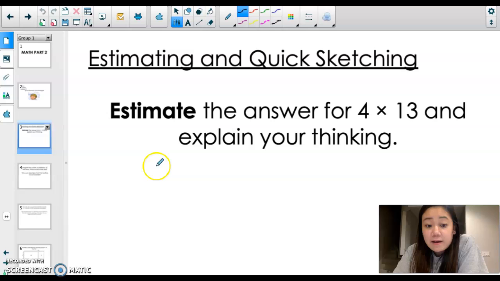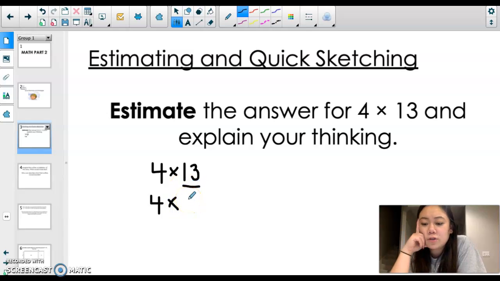So for me, I see 4 times 13. I would say 13 is close to 10. So I'm going to keep 4 because it's a single digit. I'm pretty good with my 1 digits. But I'm going to estimate by rounding this. So what number is 13 close to? What's a friendly number that 13 is close to? It's close to 10. So 4 times 10 equals 40.